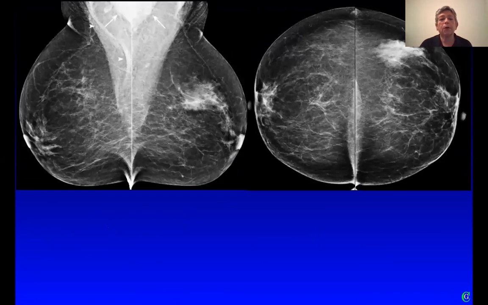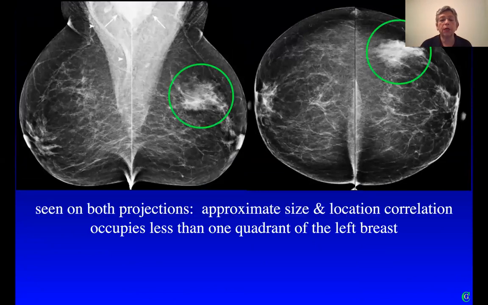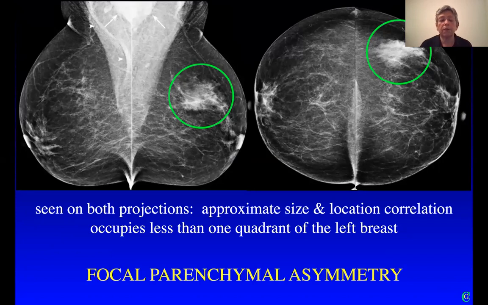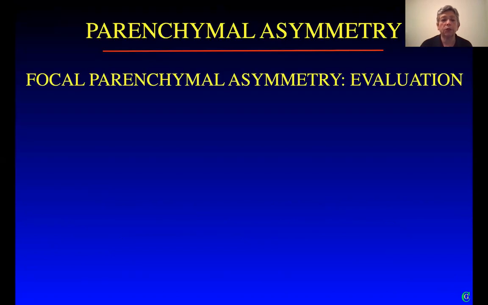Here's another example of focal parenchymal asymmetry. It's the same approximate size. It's the same location. It correlates on the two projections. It occupies less than one quadrant of the left breast. This is what's defined as focal parenchymal asymmetry.